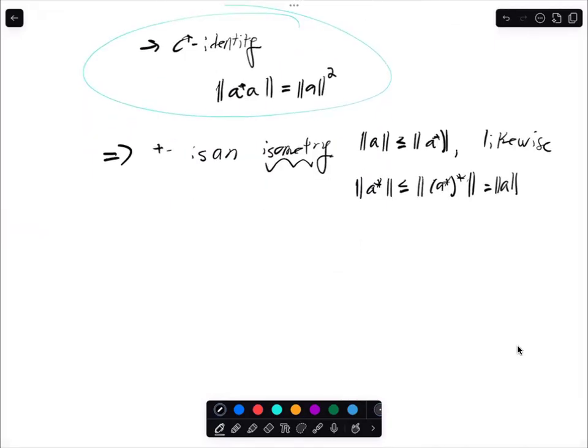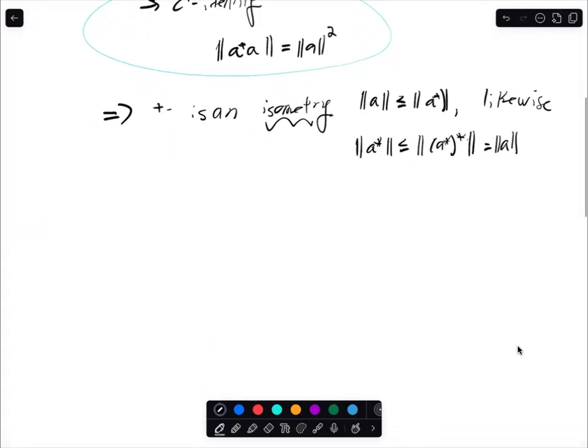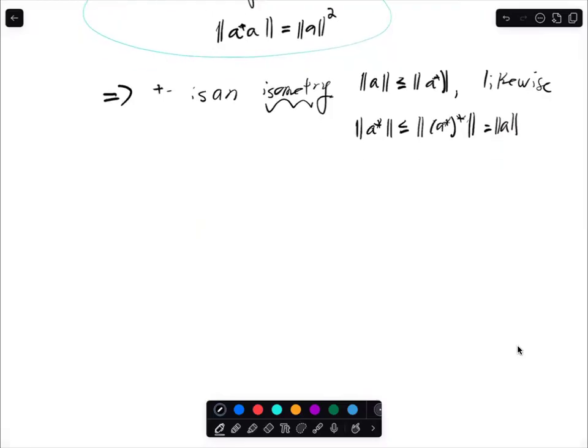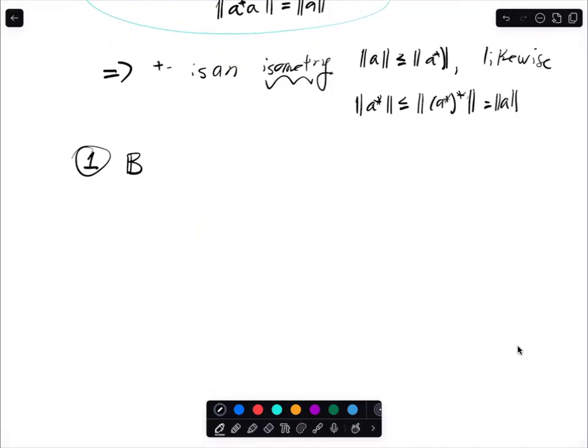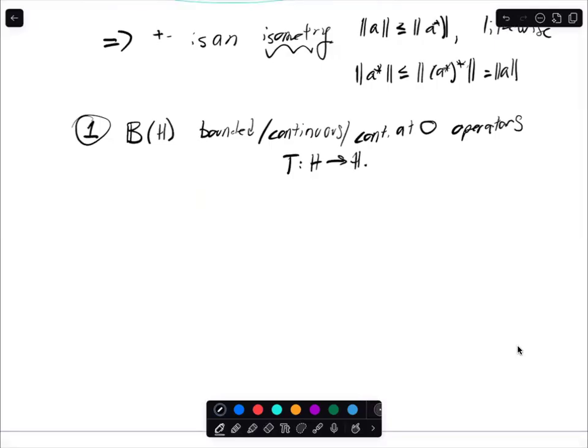Good. So we'll kick it off with a handful of examples, which are going to come into more and more depth as we continue these lectures. We're going to start with an example coming from the pre-lecture notes. If you look at the bounded operators on a Hilbert space, these are the bounded or continuous at zero operators T going from H to itself. And of course the norm is given by the operator norm.